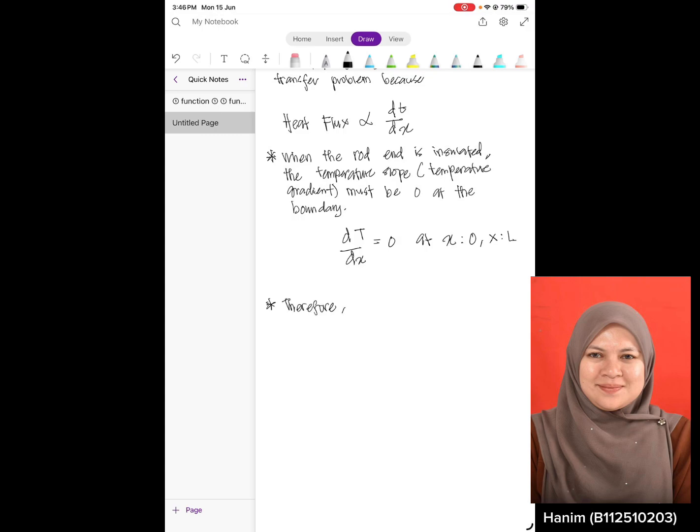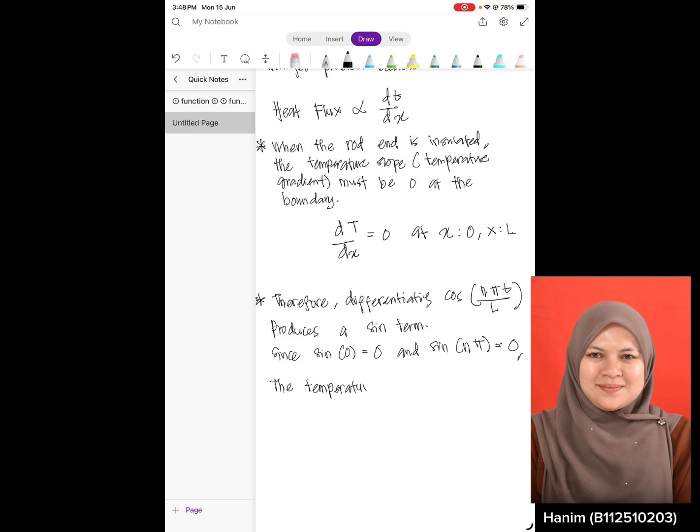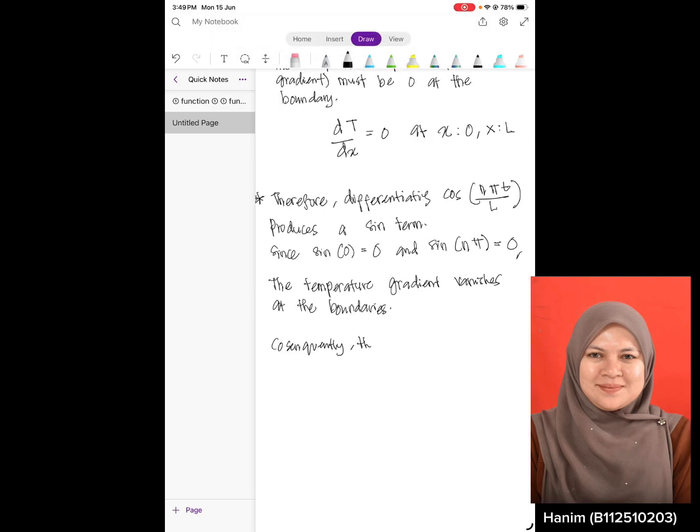Therefore, differentiating the cos(n pi x over L) gives a sine term, since sine 0 equals 0 and sine n pi equals 0. The temperature gradient vanishes at the boundaries. Hence the boundary condition del T per del x equals 0 is automatically satisfied.